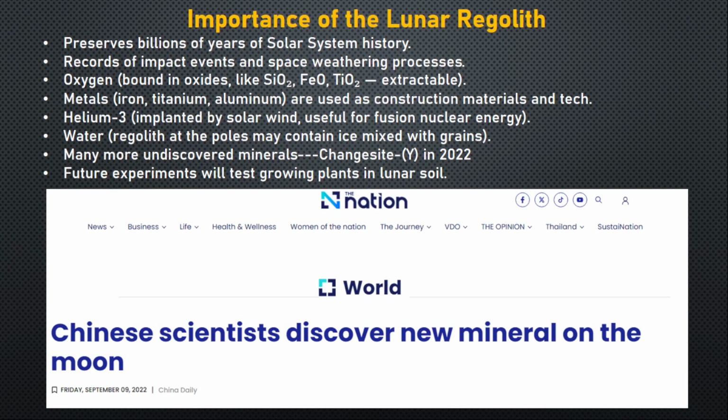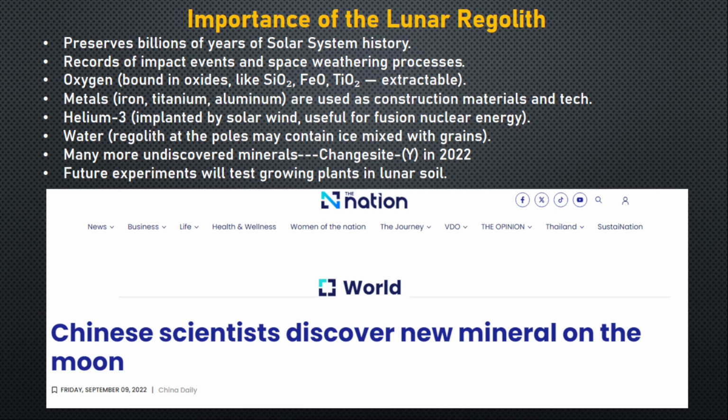Also, there is oxygen on the moon. Not in the atmosphere, but oxygen buried in the lunar regolith. It exists there not in pure form but in oxides, mixed with other elements, like silicon oxide, iron oxide, and titanium oxide. Through some electrolysis process, you can extract this oxygen from the moon. So there is oxygen on the moon.